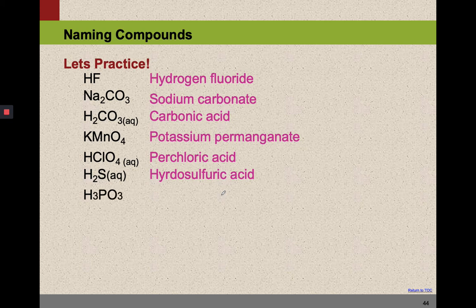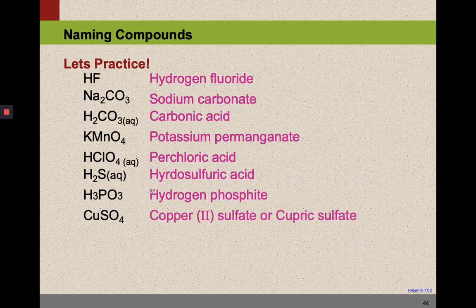How about this one? H3PO3. No AQ, that means it's in its pure form, not mixed with water. So that's just hydrogen phosphide. PO3 3 minus is phosphide, the lesser counterpart of the phosphate ion, which is PO4. This is copper 2 sulfate. Again, there should be no space there. Copper 2 sulfate or cupric sulfate.